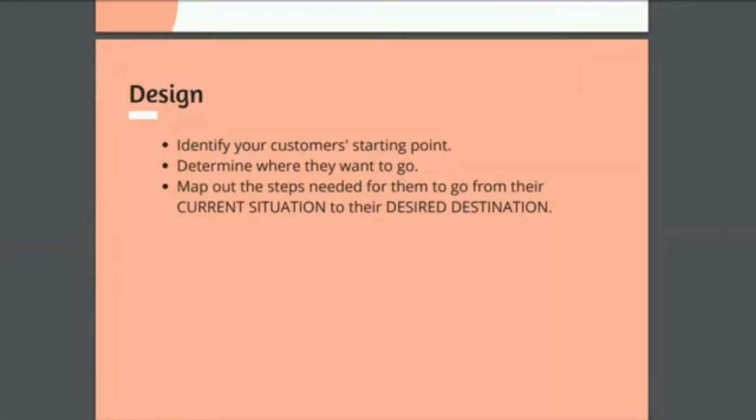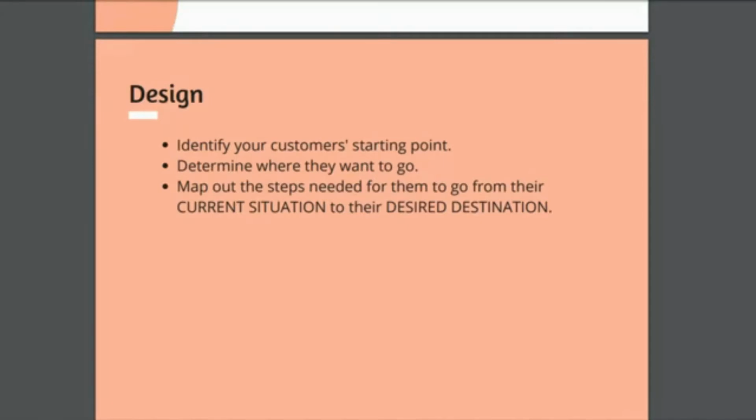So in the design step, there are 3 sub-steps that you guys have to do. One is identify your customer starting point, meaning where your customers are currently at. Okay, what's their current level of understanding, current level of experience, current level of expertise on your course topic. Once you have identified your starting point, now you would have to determine where exactly do they want to go. What is their desired destination? Where do they want to be at after taking your course?